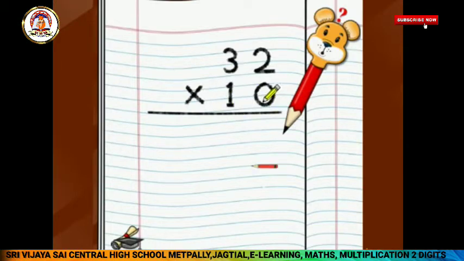10. Last video we were multiplying by a single digit number. In this video we are going to multiply by a two-digit number. That is, 10 is a two-digit number. So 32 multiplied by 10 we would like to do. How do we do it?